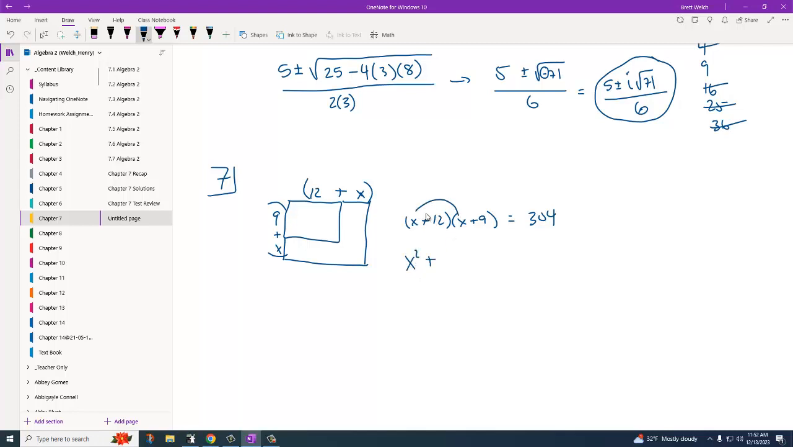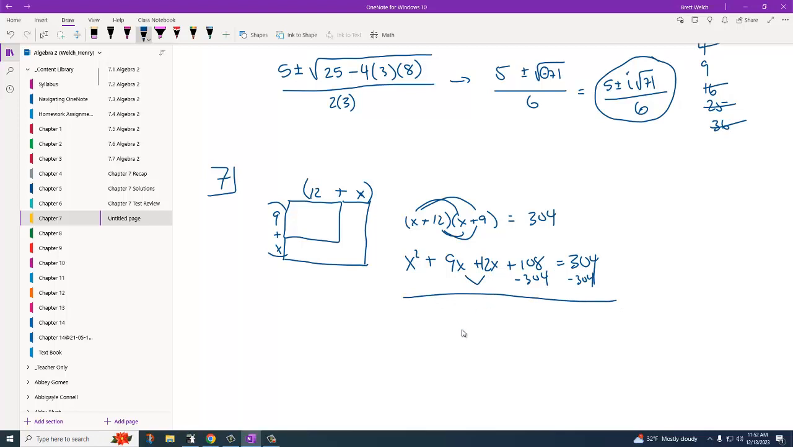X squared plus 9x plus 12x. And 9 times 12 is 108, and that equals 304. For me to solve this, I need it to be equal to 0, so I'm going to minus the 304 from both sides.